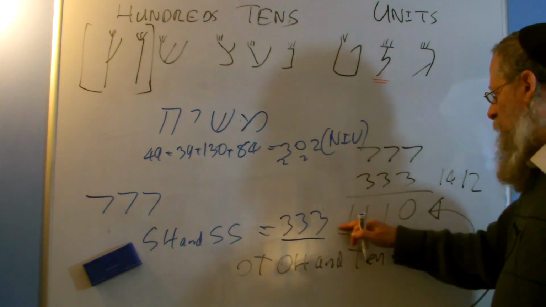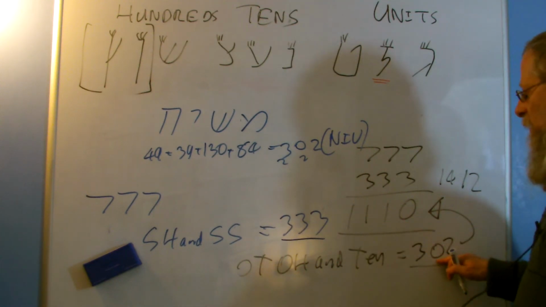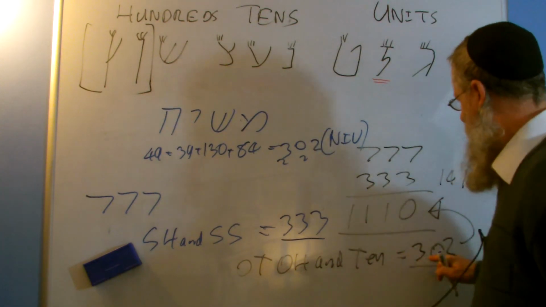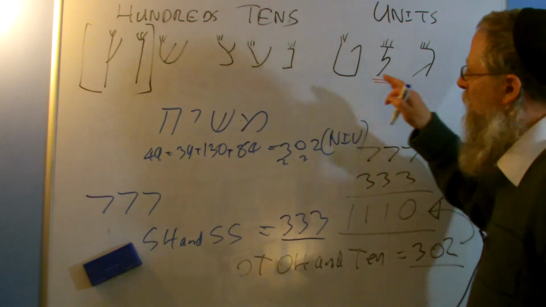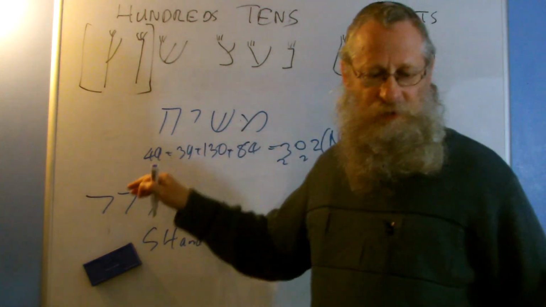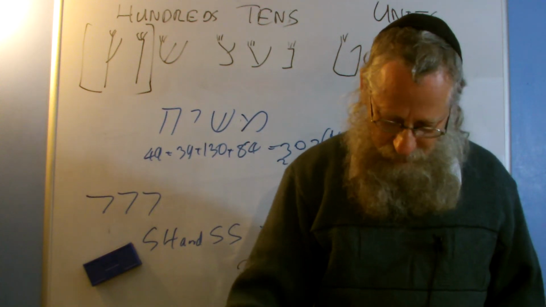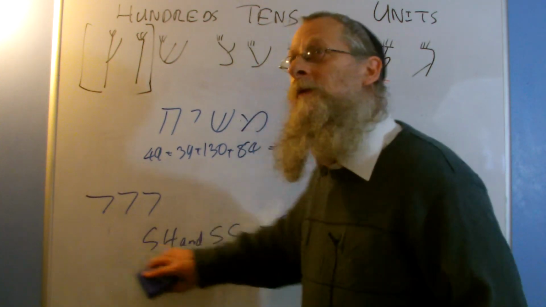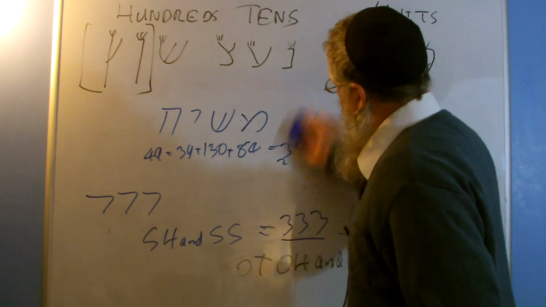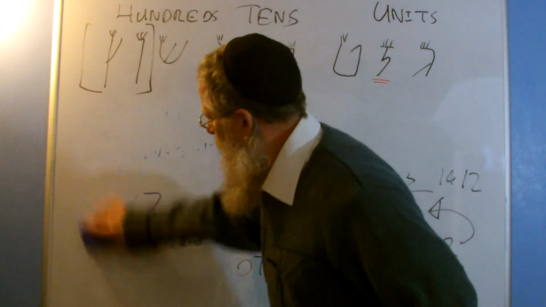So 1110 gives me a number which is connected to Mashiach, and when I add it to that, it gives me a number which is connected to the crown of the Messiah. There was one other thing which is a little more complex to do. Just bear with me for a little bit more time.